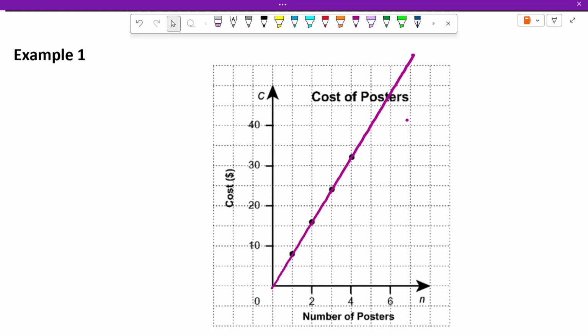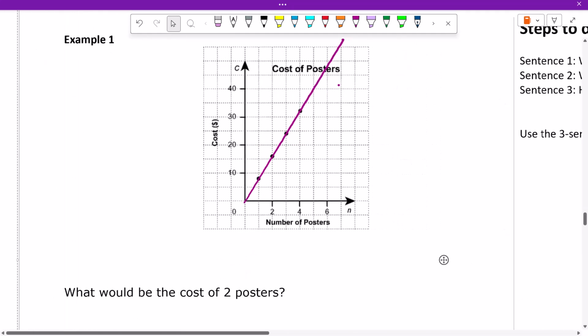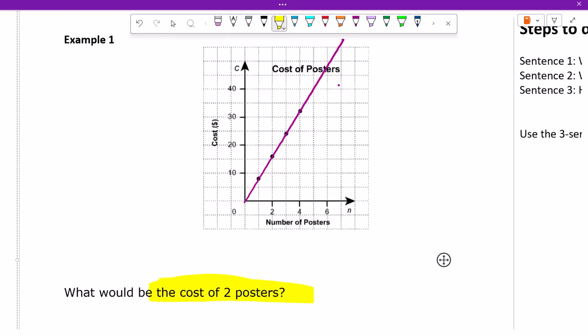Okay, so now we can use this line to answer questions. Right? So our first question goes, what would the cost of 2 posters be?